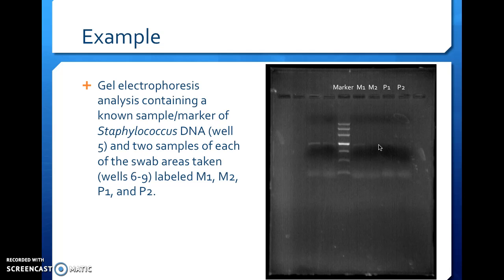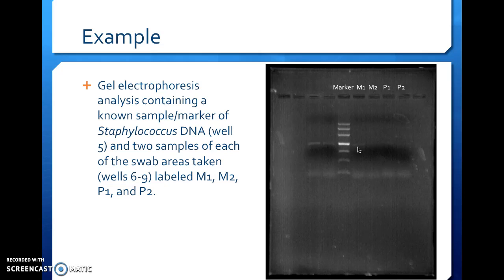Most of you would think, listening to the word Staphylococcus, that's what staph is. So like a staph infection would have Staphylococcus DNA in it. So what we did was we took two samples of a swab area. Our swab areas are labeled M1 and M2. That was taken from one portion of our university. And then P1 and P2 are another sample taken from a different portion of the university. So we took those swabs. We did a PCR, which we will not go into in this section here. But we did that to break apart the DNA from our bacteria from our sample.